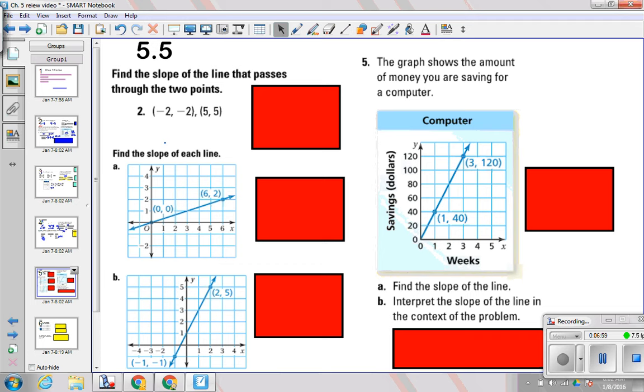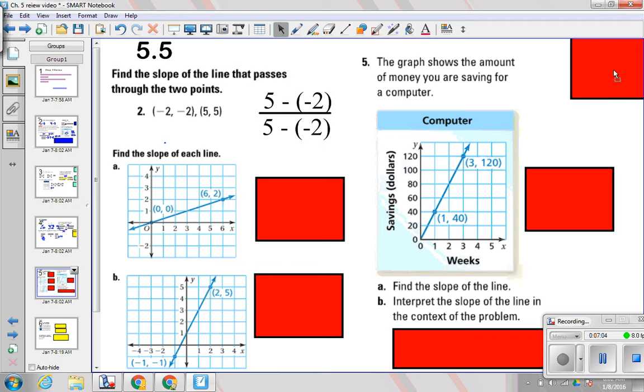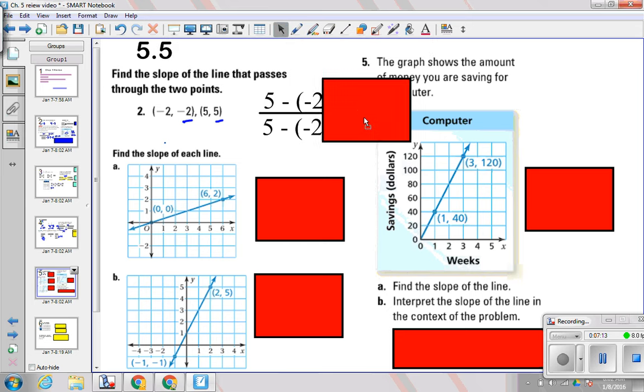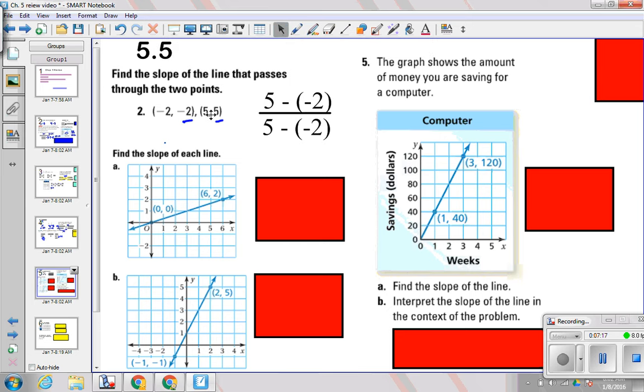In 5.5, we found out how to get the slope of a line. So for getting the slope of a line, we have to take our y values and subtract them, find the difference for the numerator. And for the denominator, we take our x values. Notice we have, in each case, 5 plus 2 over 5 plus 2, which is 7 over 7, which ends up being 1. So the slope of that line is 1. You could also graph it to see that the rise is 1 and the run is 1 for that graph.